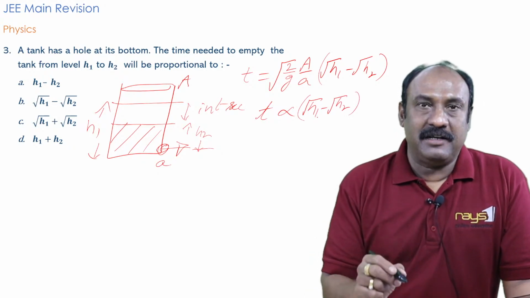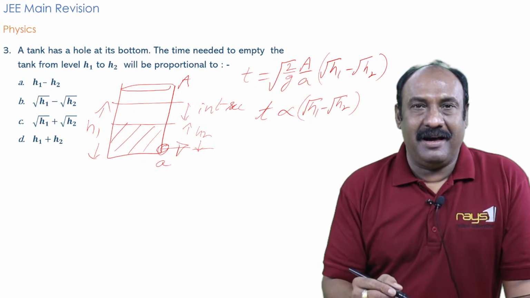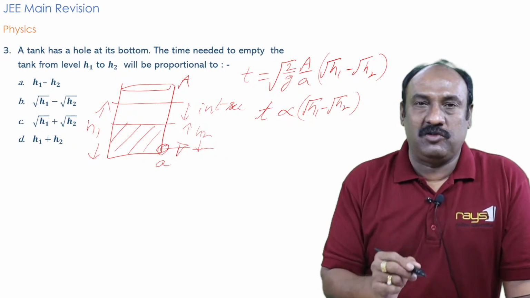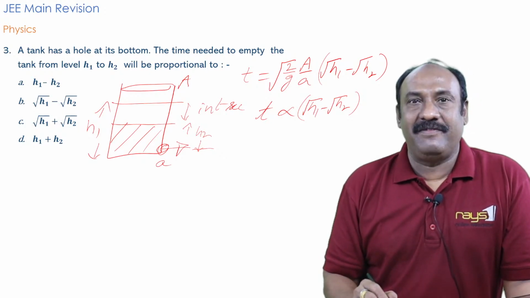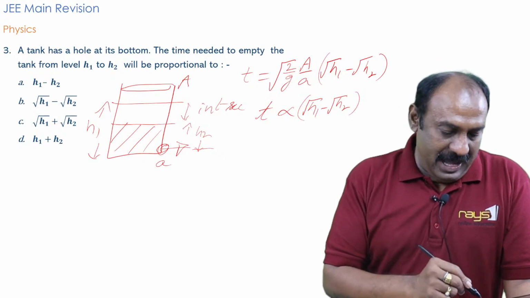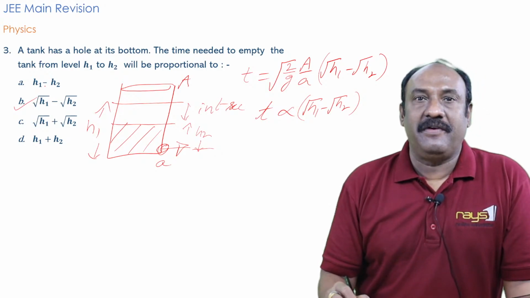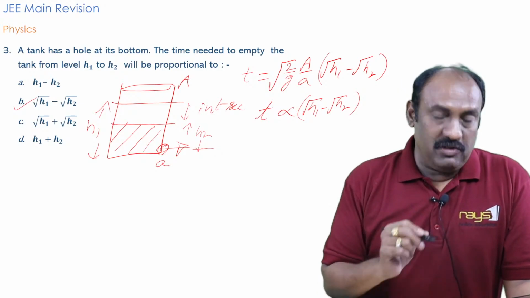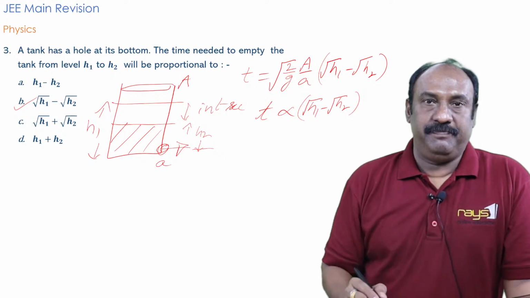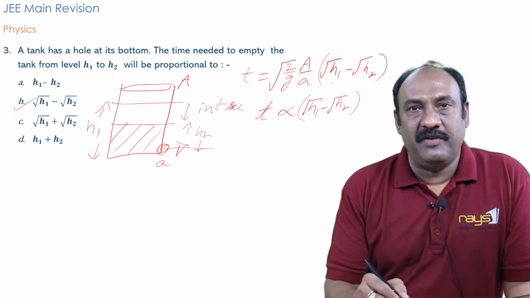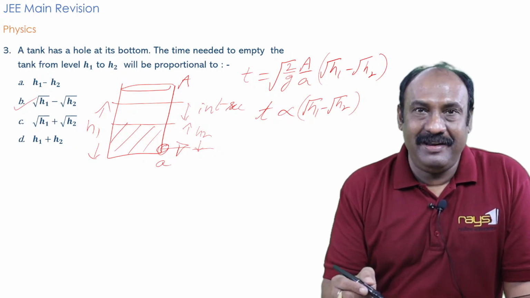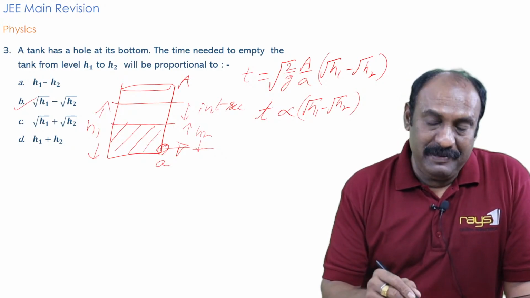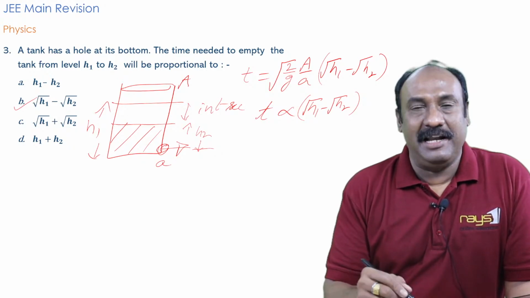So the time taken to drop the liquid level from height H1 to H2 when it leaks through a small hole at the bottom of the cylindrical vessel is T directly proportional to root of H1 minus root of H2. That is the answer for question number 3. It is one of the standard formulas to keep in mind. For JEE Advanced level, on the basis of this formula we go for further calculations.